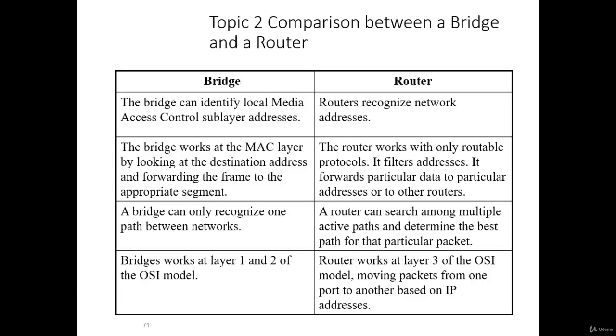A bridge can only recognize one path between networks. A router can search among multiple active paths and determine the best path for that particular packet. Bridges work at layers 1 and 2 of the OSI model. A router works at layer 3 of the OSI model, moving packets from one port to another based on IP address.